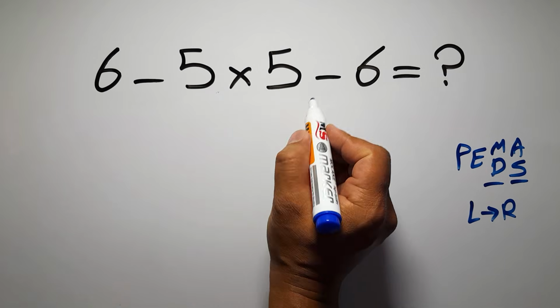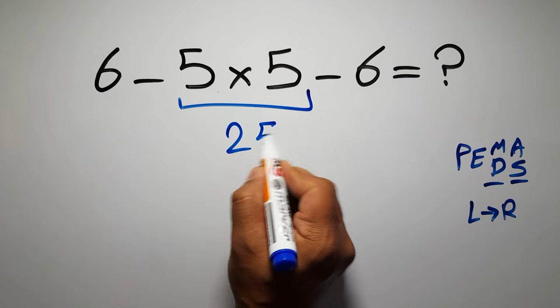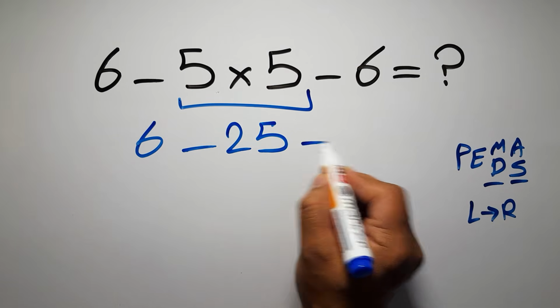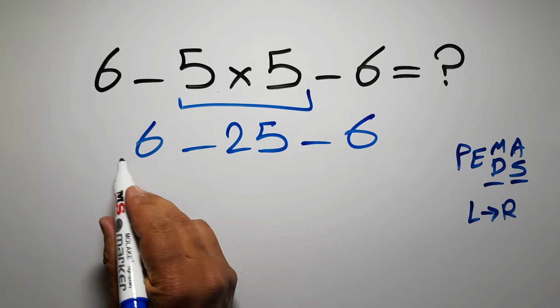So first 5 times 5, which equals 25. So 6 minus 25 minus 6. Now we have to work from left to right.